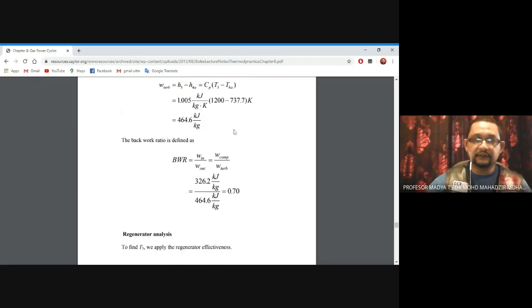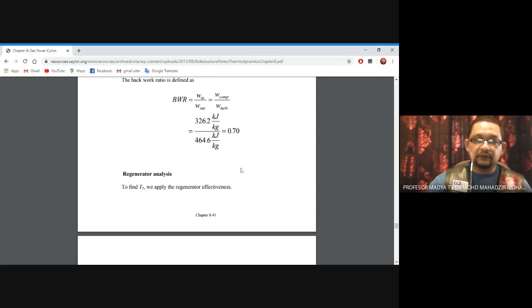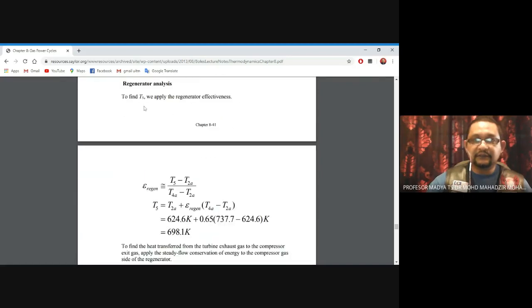Okay, per kg. And the back work ratio, just remember the equation. Back work ratio is work in over work out. So work in is work compressor, because we know we need the input to the compressor. Work out is work turbine, because the turbine produces work, so it is work out. So put all the values, we will get 0.7. This is the back work ratio.